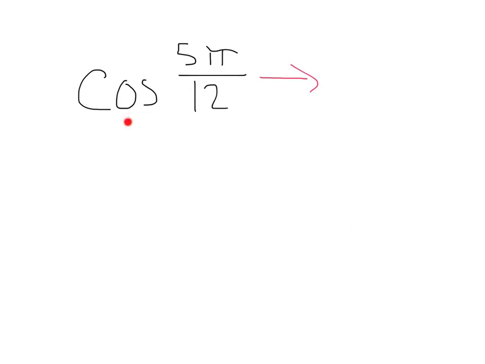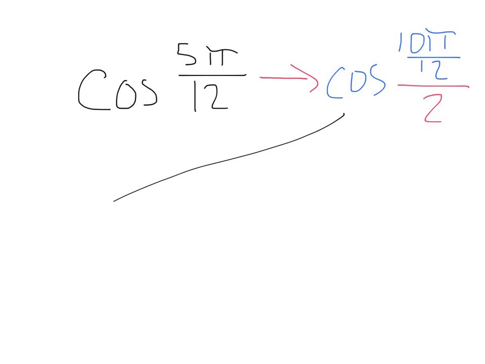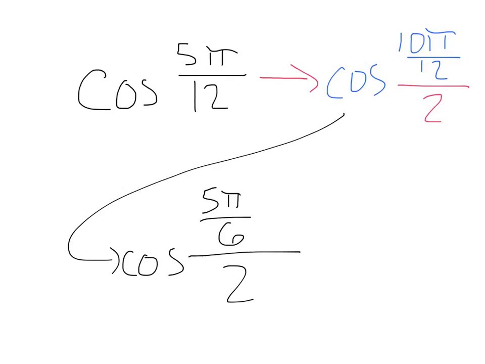If we wanted to rewrite cosine 5 pi over 12, same thing. Let's double this. That would be times 2, giving us cosine 10 pi over 12 all over 2. We can simplify this 10 pi over 12. That would be cosine 5 pi over 6 all over 2. And this 5 pi over 6 is going to give me a 30-degree reference angle, which is perfect. Now we can draw our triangle on our coordinate plane, substitute in the values into our half angle identity. And then it's the same process as we did in the first example.